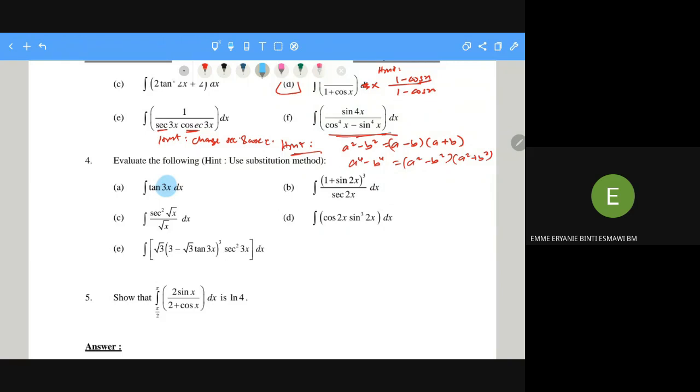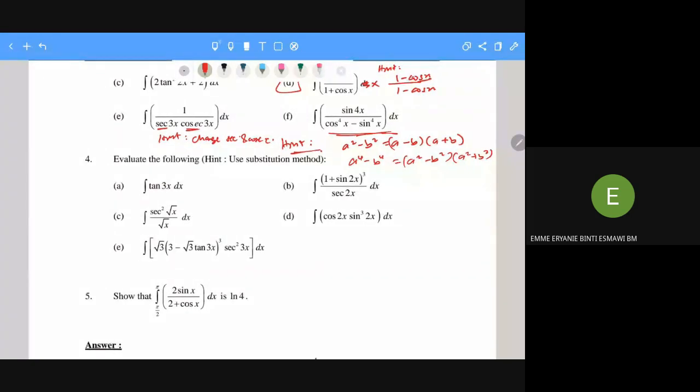So this tangent 3x, the angle is linear. Okay, it's linear. But there is no formula for you to integrate tangent. So in this case, you have to change tangent kepada sine over cos, and then you have to use substitution lepas tu. Okay, so that's one tip.